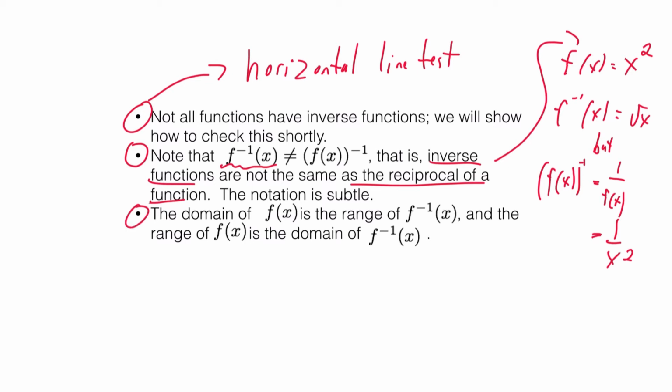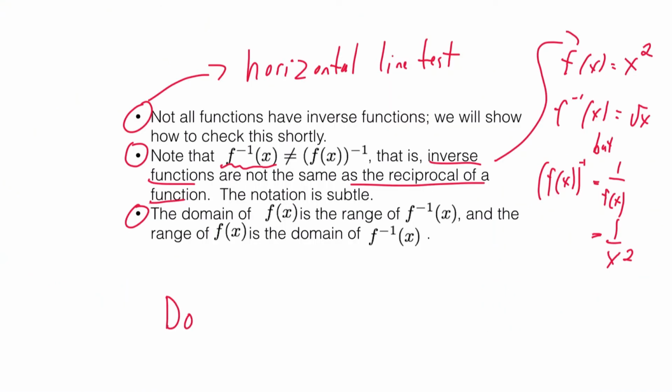Another nice thing about inverse functions that's quite easy to test is how the domain and range interact. They actually switch when you look at inverse functions. So if f has some domain, its inverse function will have that as a range. And if f has some range, that's the domain of the inverse function. So the domain and ranges switch here. And the picture is quite nice, I think.